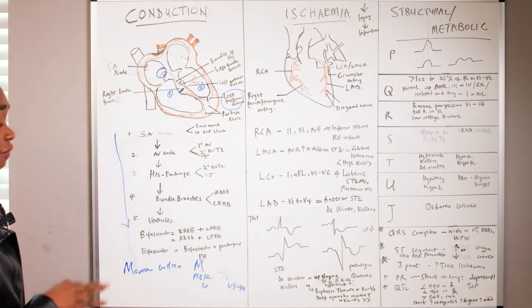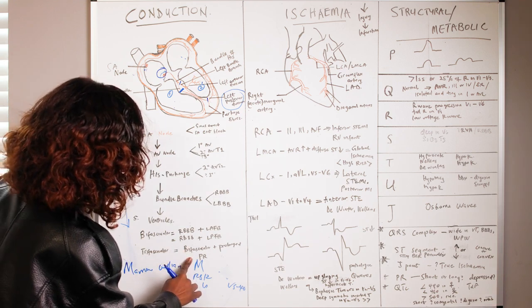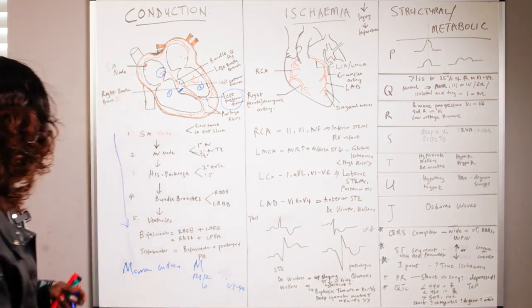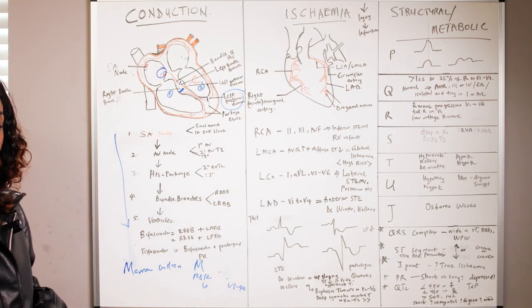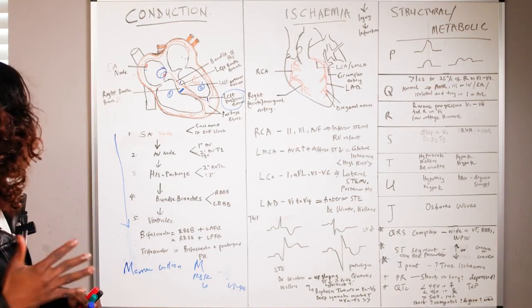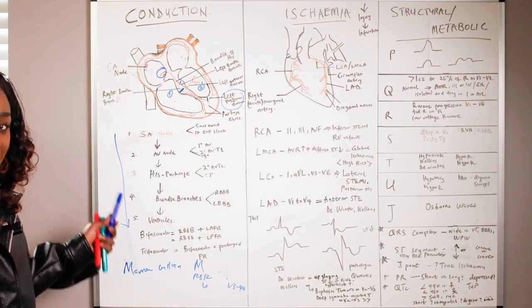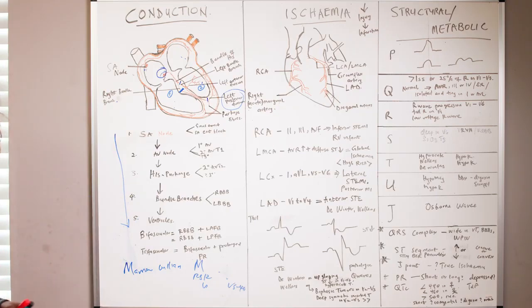Also, if you have a trifascicular heart block, it's going to be a bifascicular heart block with a prolonged PR interval. So your bifascicular block can either be a right bundle branch block paired with a left anterior fascicular block, or a right bundle branch block paired with a left posterior fascicular block. And I hope that makes sense to you.